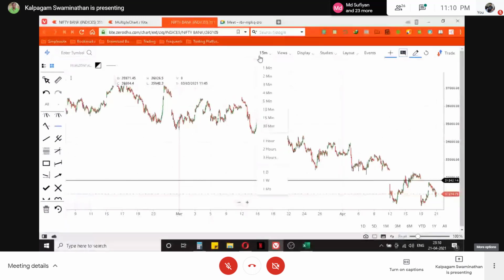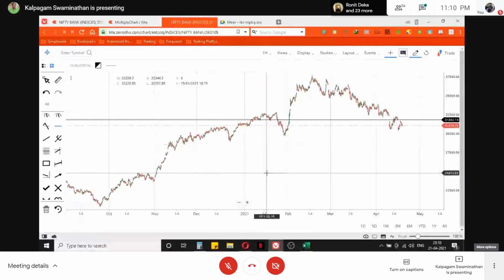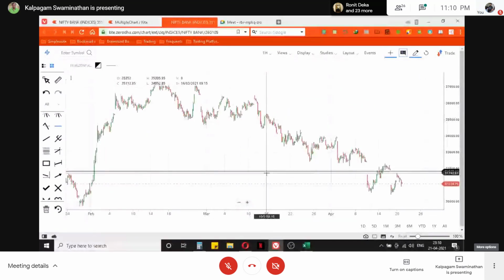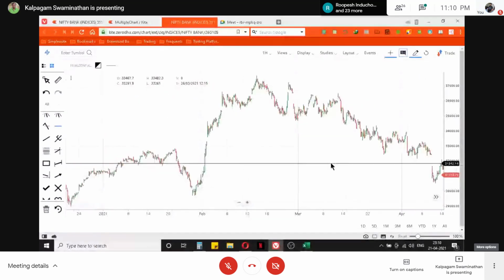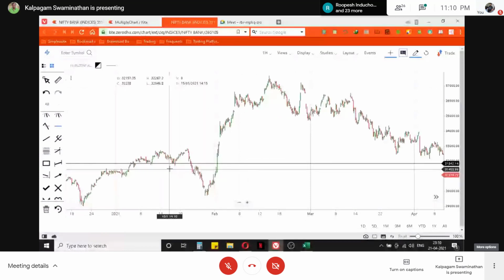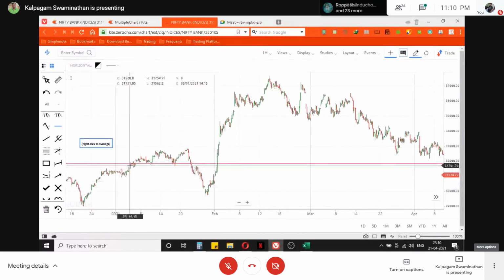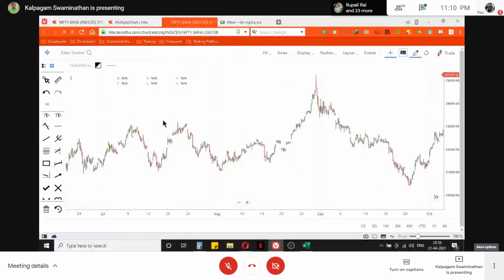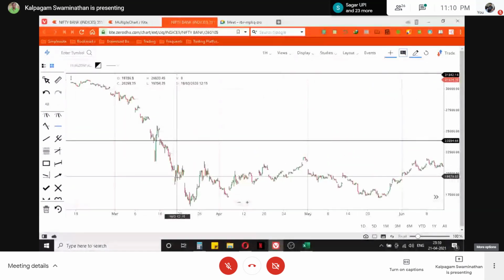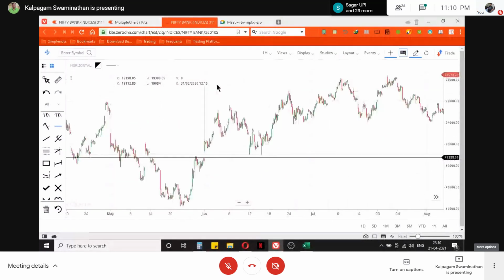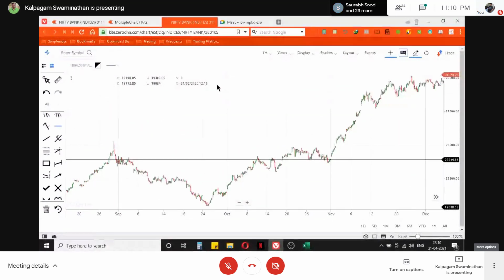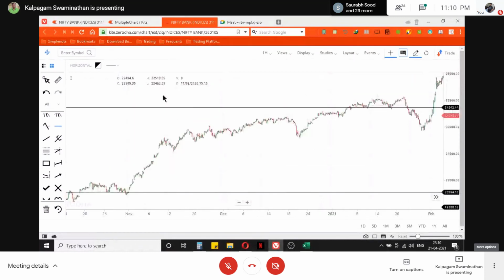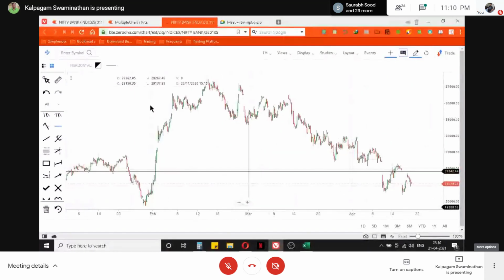Let me go to the 1 hour chart. You see how perfectly this random line has acted here as a support and previously as a resistance. You keep on scrolling and keep clicking random lines. You will find that at every point these lines are respected. You can see this, no?